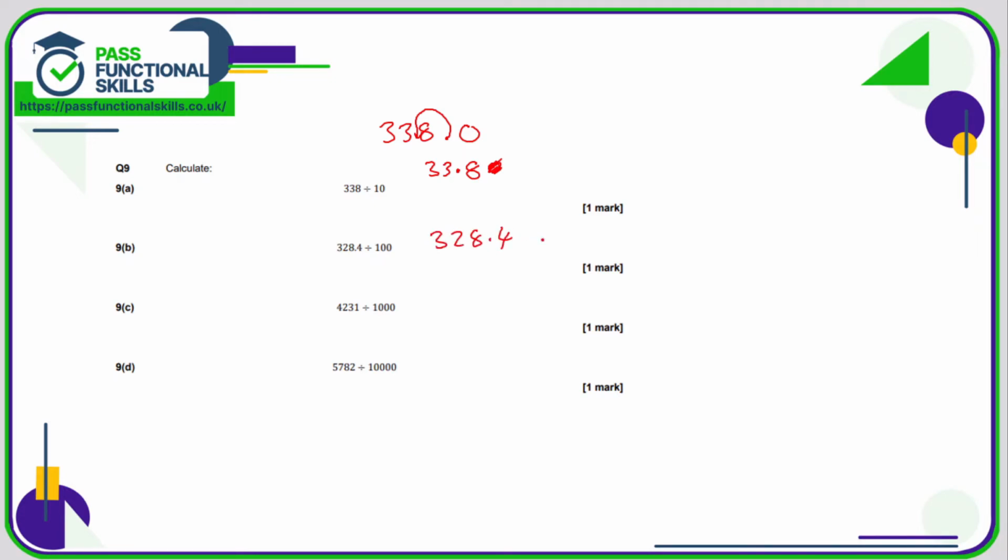328.4 divided by 100. When you're dividing by 100, we're going to be moving the decimal point 2 positions to the left. So 1, 2. So it's going to sit here. So the answer is going to be 3.284.